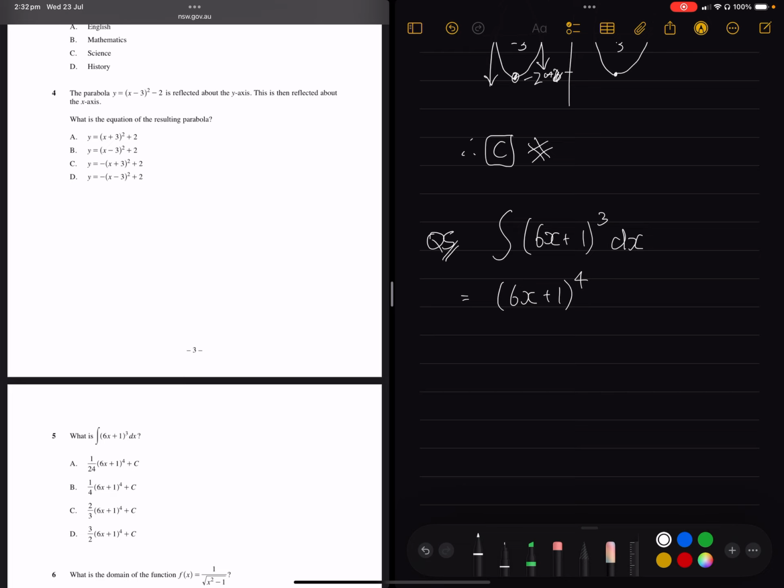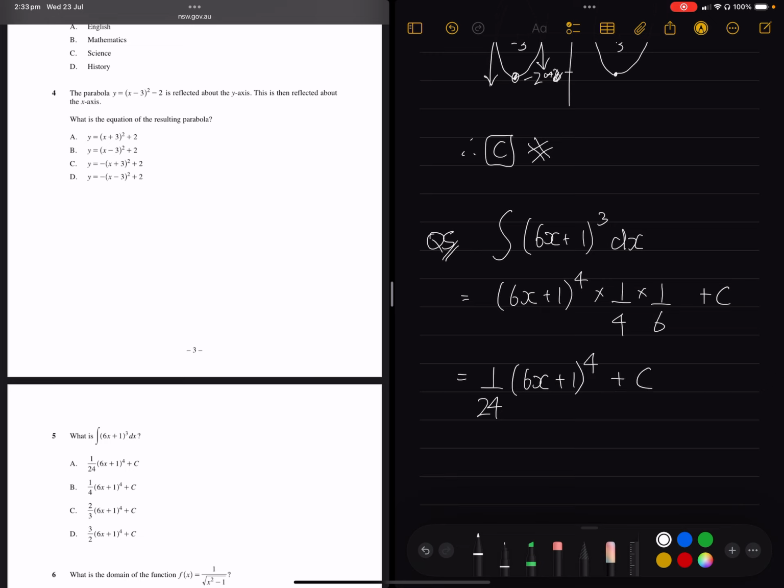Now this has to be multiplied by 1 on 4, because if you differentiated this, the 4 would come down the front. Now, if you differentiated (6x plus 1) to the 4, a 6 would also come out of the front because of the chain rule. So you need to multiply it by 1 on 4 and also multiply it by 1 on 6 and add a constant of integration. So we get 1 on 24 times (6x plus 1) to the 4, all plus c.